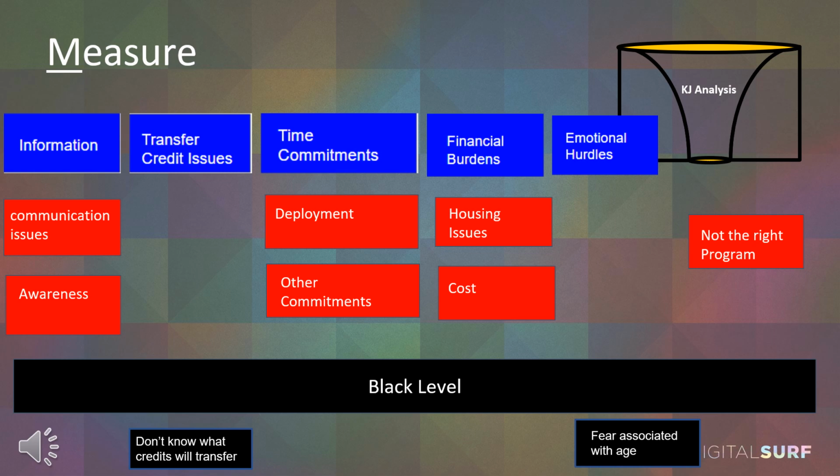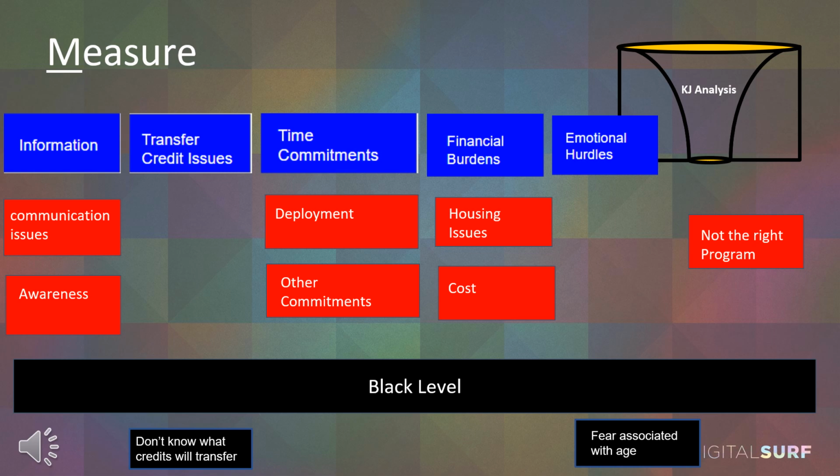Now, for our group, we had around 60 to 70 black level sticky notes that we were able to use, and in the slide I only put 2. That's because there was just so much. I just wanted to put some examples down so you could see what the black level sticky notes looked like. Now, we would take those black level sticky notes, and for the second part of the KJ analysis, we would group those black level sticky notes together to make the red level. Now, as you can see, we only have 7 red levels.